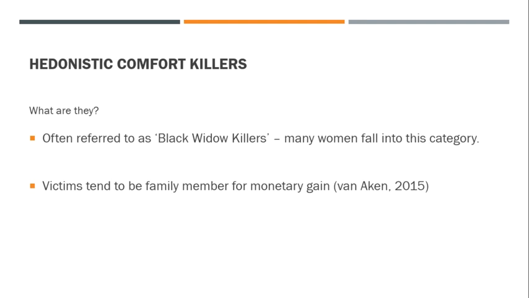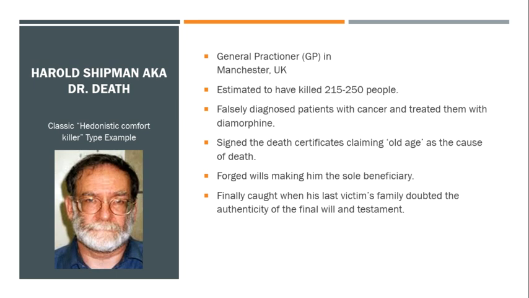Hedonistic comfort killers are often referred to as Black Widow killers, as many women fall into this category. Victims tend to be family members for monetary gain. An example of this type of killer is Harold Shipman. He's estimated to have killed 215 to 250 people. He falsely diagnosed his patients with cancer and treated them with diamorphine. He signed the death certificates claiming that old age was the cause of death. He forged wills and made himself the sole beneficiary.